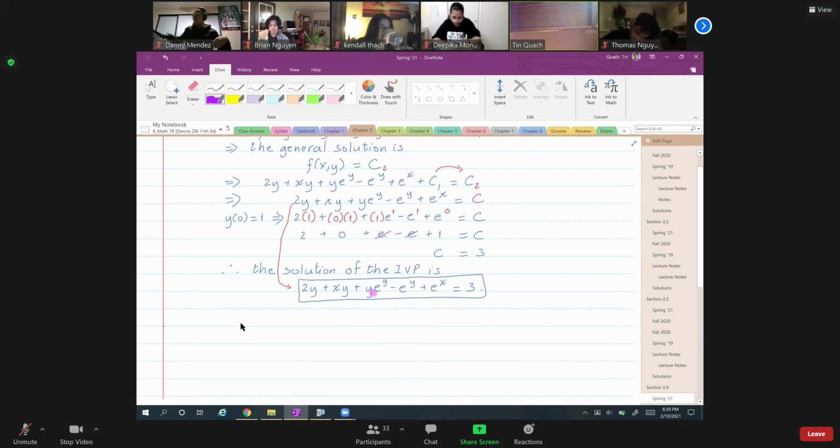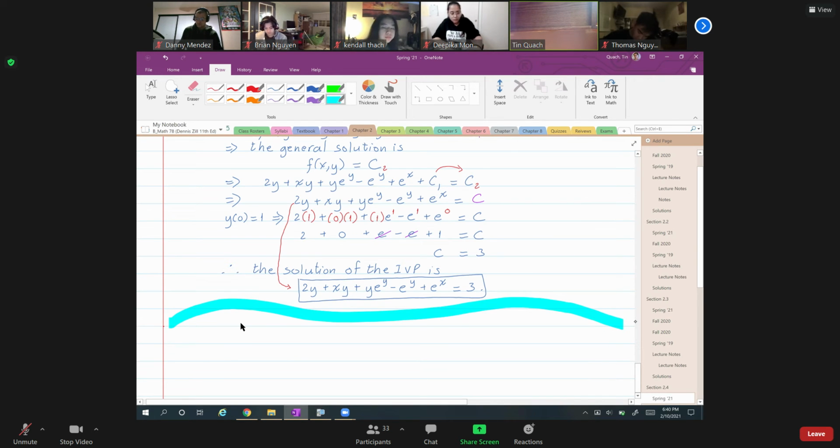Is this an explicit solution or an implicit solution? Can you tell me? The implicit. Implicit solution. Very good. All right. So that is section 2.4. Any question before we move to the next section?